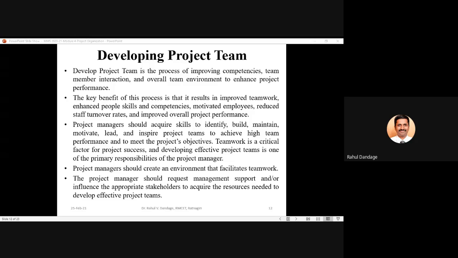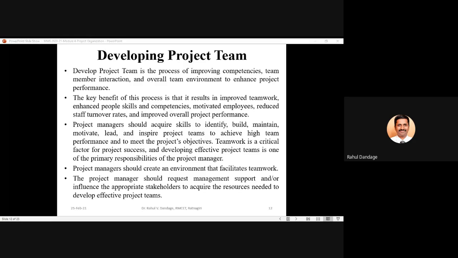So the project manager should create an environment that will facilitate the teamwork behavior. So there should not be an environment which will be making any hurdles in teamwork philosophy or teamwork environment in your project team. The project manager should request management support and or influence the appropriate stakeholders to acquire the resources needed to develop the effective project teams.